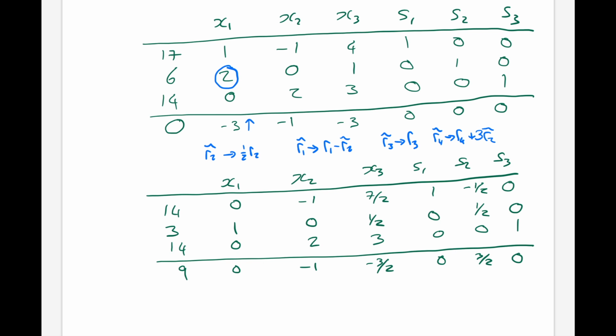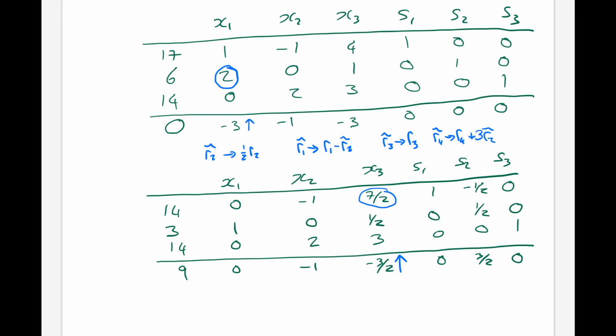We'll repeat the process now in our second iteration. So we will choose our column with the value in the objective row that's the most negative. That's the x3 column. And we will choose our pivot to be the element in that work column. When we divide the left-hand side by that column, gives us the least positive ratio. 14 divided by 7 over 2 is 4. 3 divided by half is 6. 14 divided by 3 is 4 2/3, and so this is our pivot.